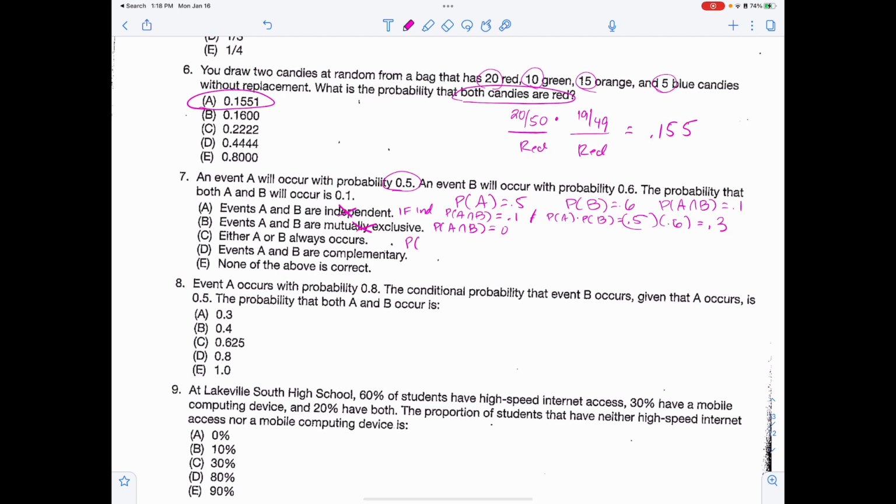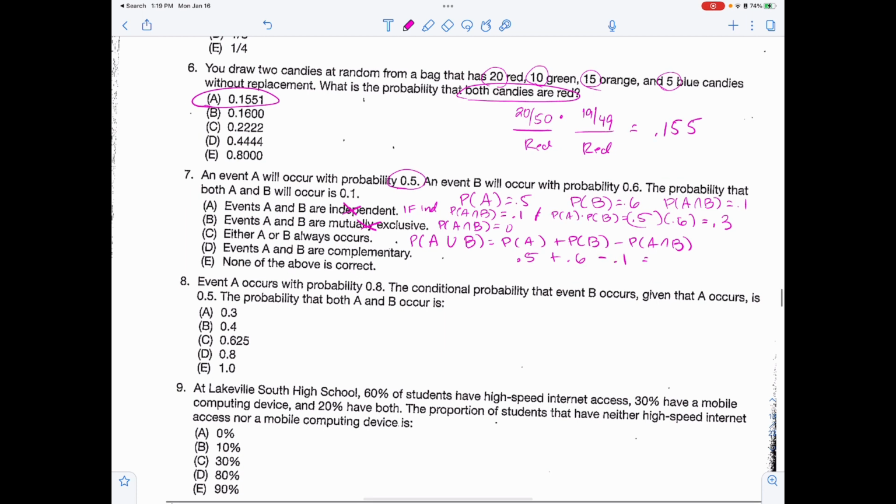If it always occurs, it would be equal to 1. The probability of A or B is going to be the probability of A plus the probability of B minus the probability of A and B. So A is 0.5, B is 0.6, but there's an overlap of 0.1 because they both happen at the same time. So 0.5 plus 0.6 is 1.1, minus 0.1, and that's equal to 1. So yes, that's 100% of the time. One of them will always occur.